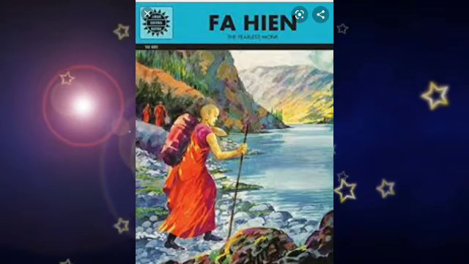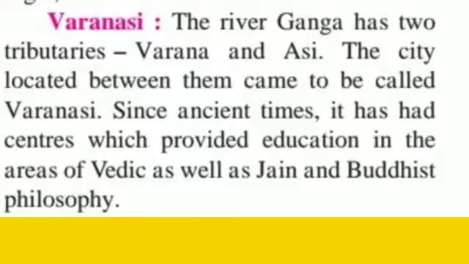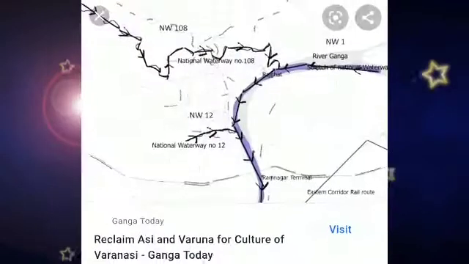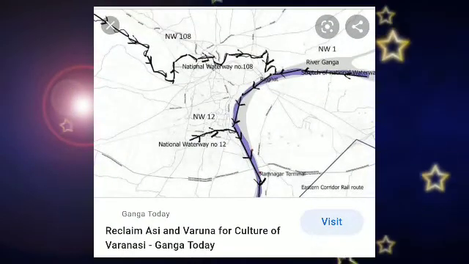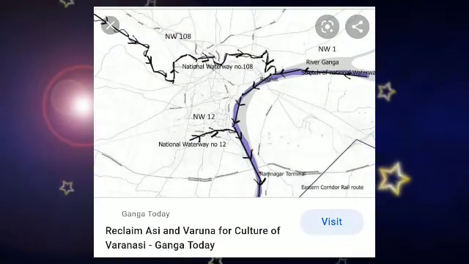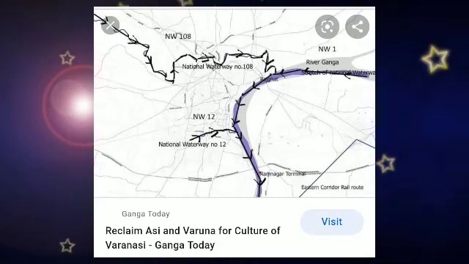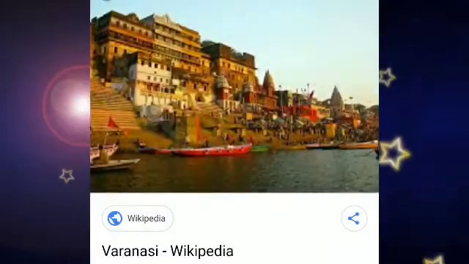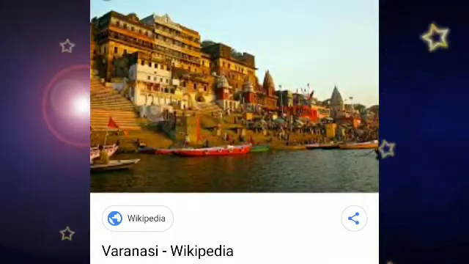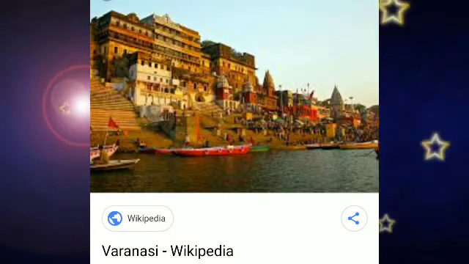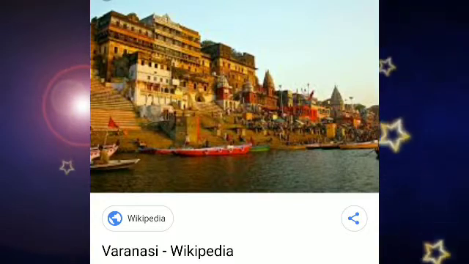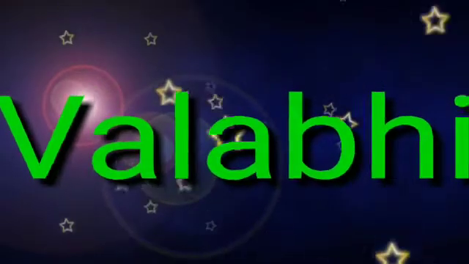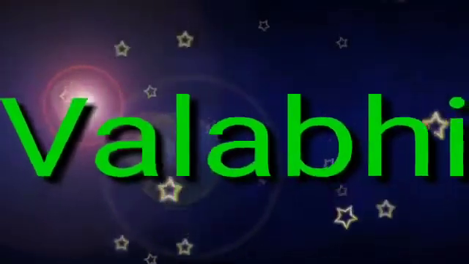Now, second one, that is Varanasi. The river Ganga has two tributaries, Varna and Asi, and the city located between them came to be called Varanasi. Varna and Asi, because of that, the city got the name Varanasi. Since ancient times, it has been a center which provided education in the areas of Vedic as well as Jain and Buddhist philosophy.